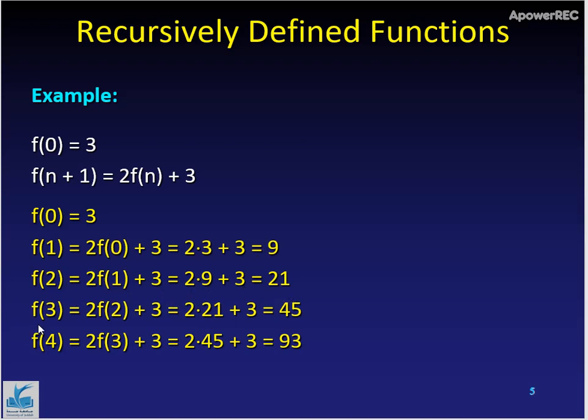Similarly, we define the value of the function at n equals 3 and n equals 4 as doubling the previous value and adding 3 to the resulting value after doubling the number. So this way you can define this function in a very simple manner as a function of itself, but for a previous value in the domain.